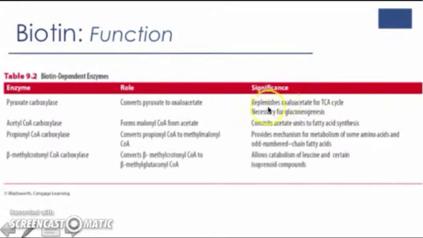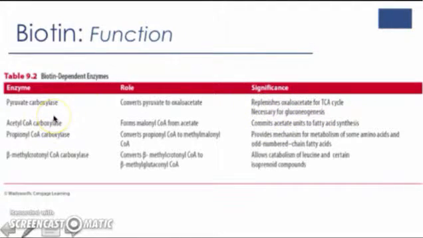So the significance of this, it replenishes oxaloacetate for the TCA cycle. So pyruvate converted to oxaloacetate allows for adequate oxaloacetate for Krebs cycle activity. Also, pyruvate carboxylation is needed for the process of gluconeogenesis.